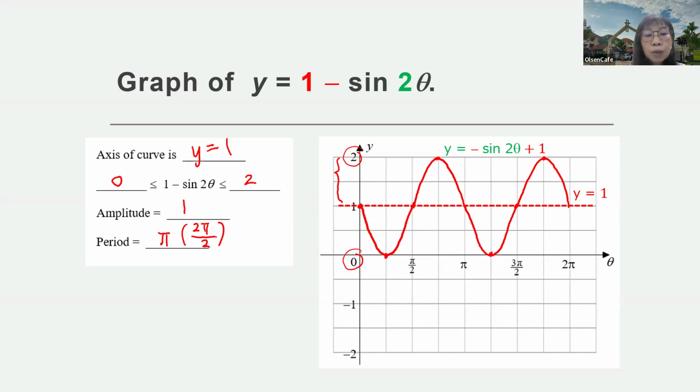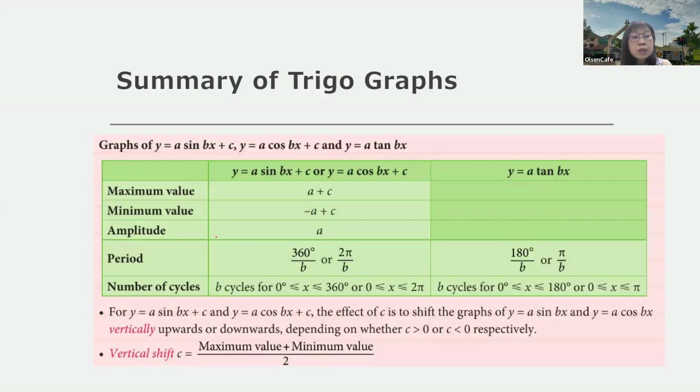With this, I hope it gives you an overview of how the basic features of the sine and cosine graph affect the amplitude. There is this summary of the trigonometric graphs here, where you can see how to work out the maximum and minimum value, the amplitude and the period as well. What I have not covered is tangent, which I hope to cover in my next video as well. With these basic features, it will give you an understanding.